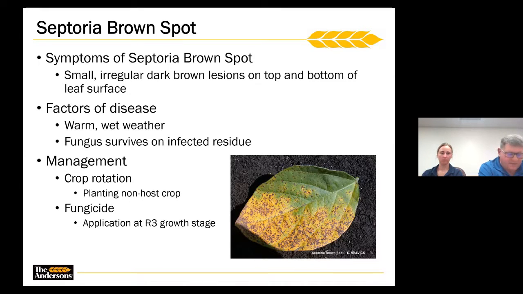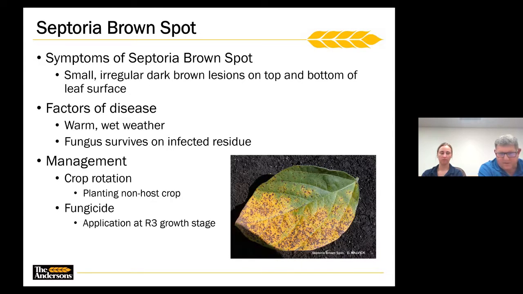Another thing on the management side to keep into consideration here is really watching your timings on your irrigation, especially as we move into those reproductive stages. We don't want that plant to have that wet surface so that we bust open those pustules and start to spread that. We want to make sure that we're able to improve our airflow through that canopy.